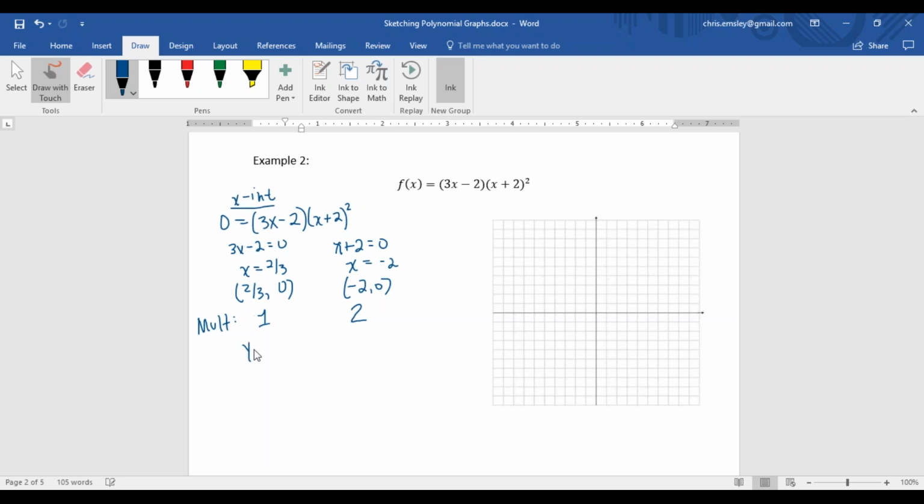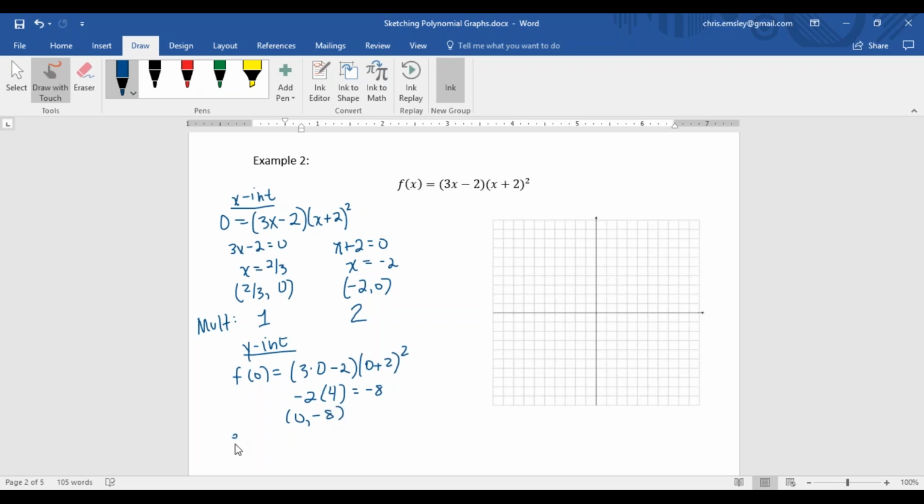Let's look at our y-intercept. For y-intercept, we put 0 in place of x. Three times 0 is 0, minus 2 is just a -2. And over there we get 2 squared, which is 4. So we end up with -8. So our y-intercept is the point (0, -8).